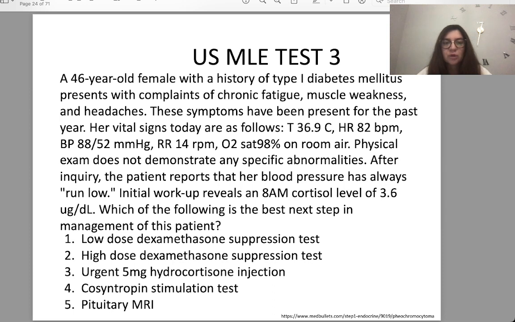First option, it is low-dose dexamethasone suppression test. Second, high-dose dexamethasone suppression test. Third, urgent 5 mg hydrocortisone injection. Fourth, cosyntropin stimulation test. And fifth, pituitary MRI.